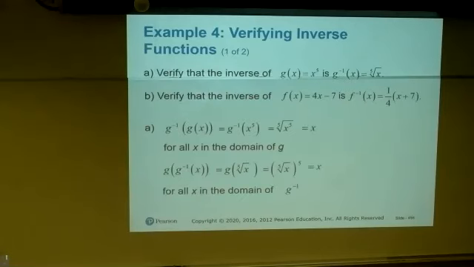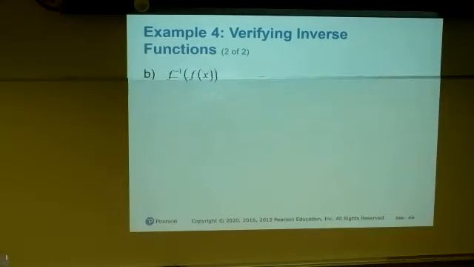For letter B, we're going to do the compositions with these two functions. So we're going to put 4x minus 7 in place of x here and simplify it. And that's what they did. They put the 4x minus 7 in place of x in the 1/4 of x plus 7. So they get this expression here.